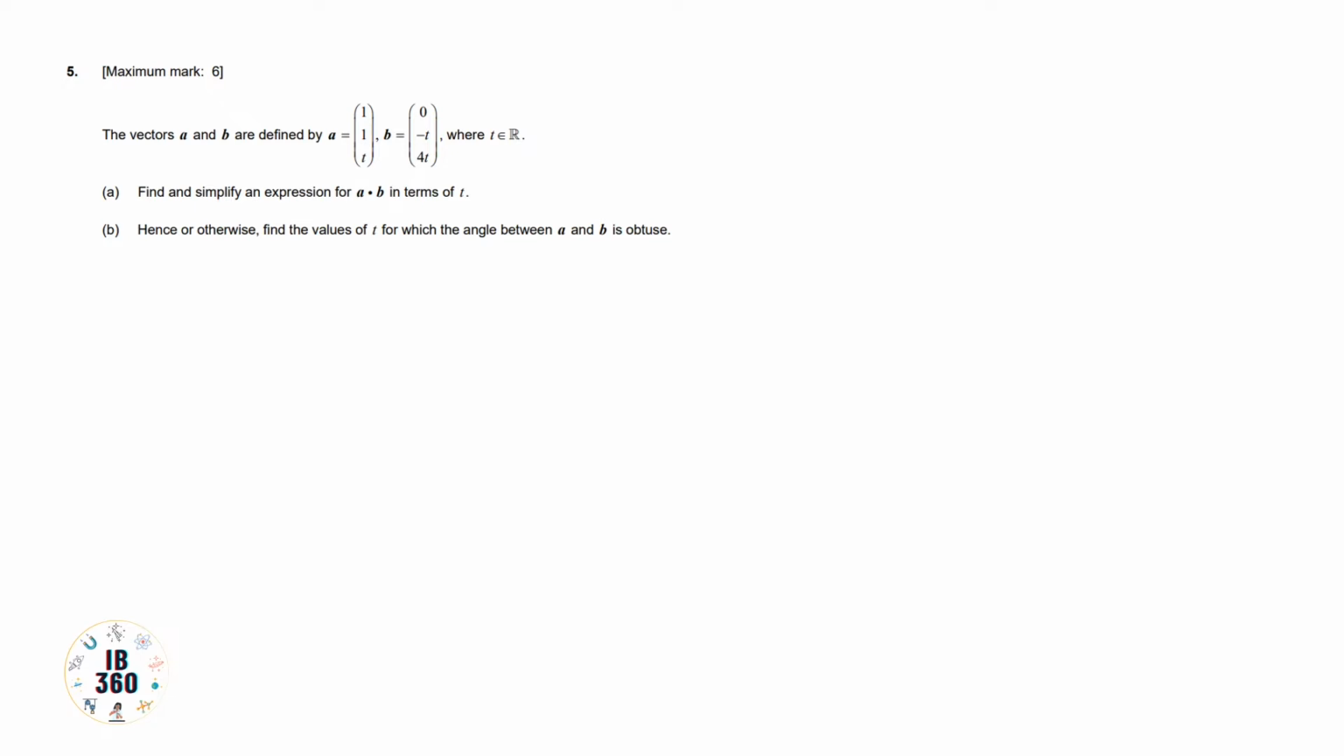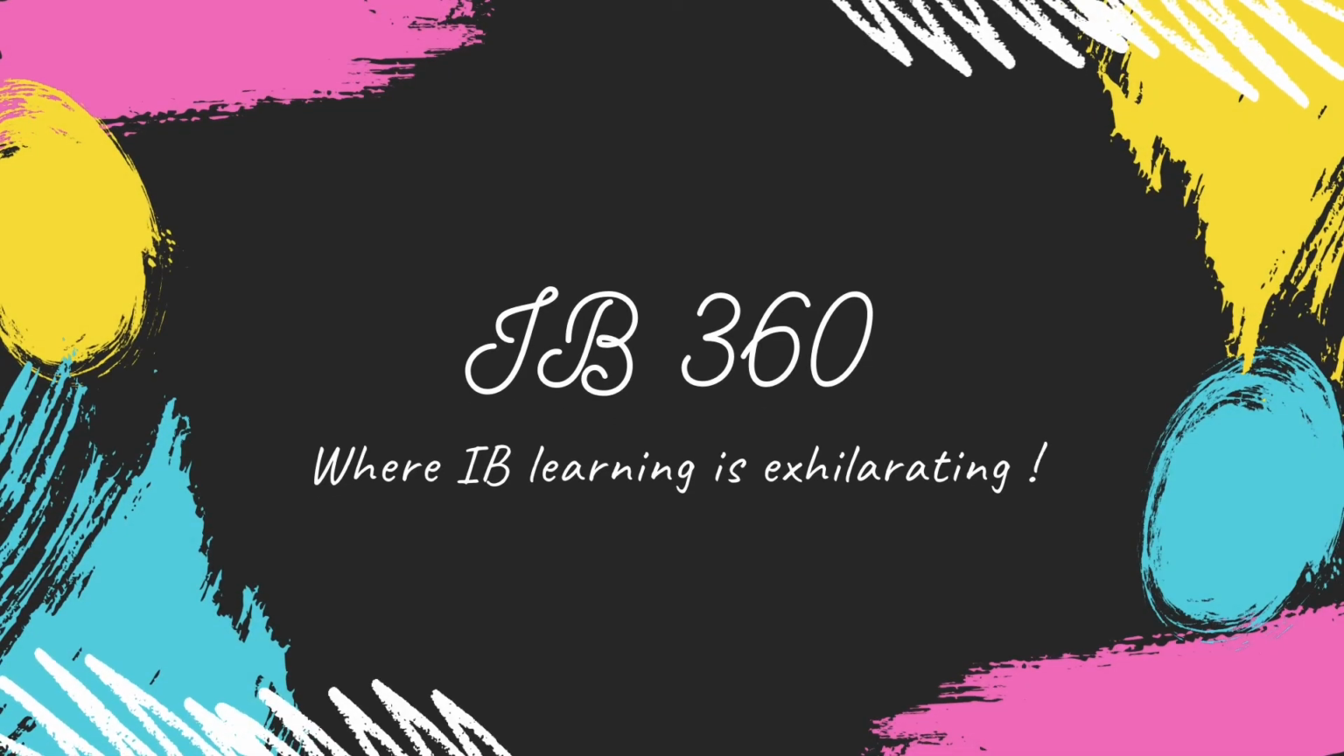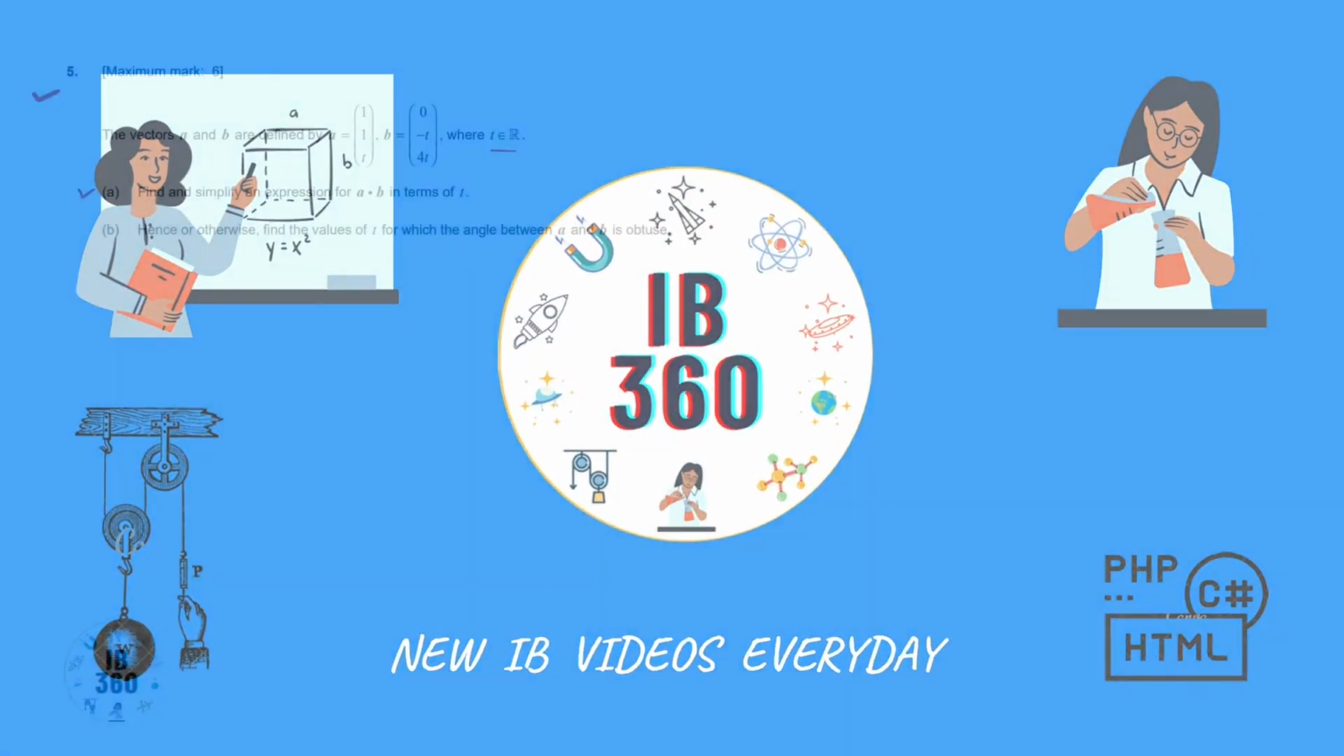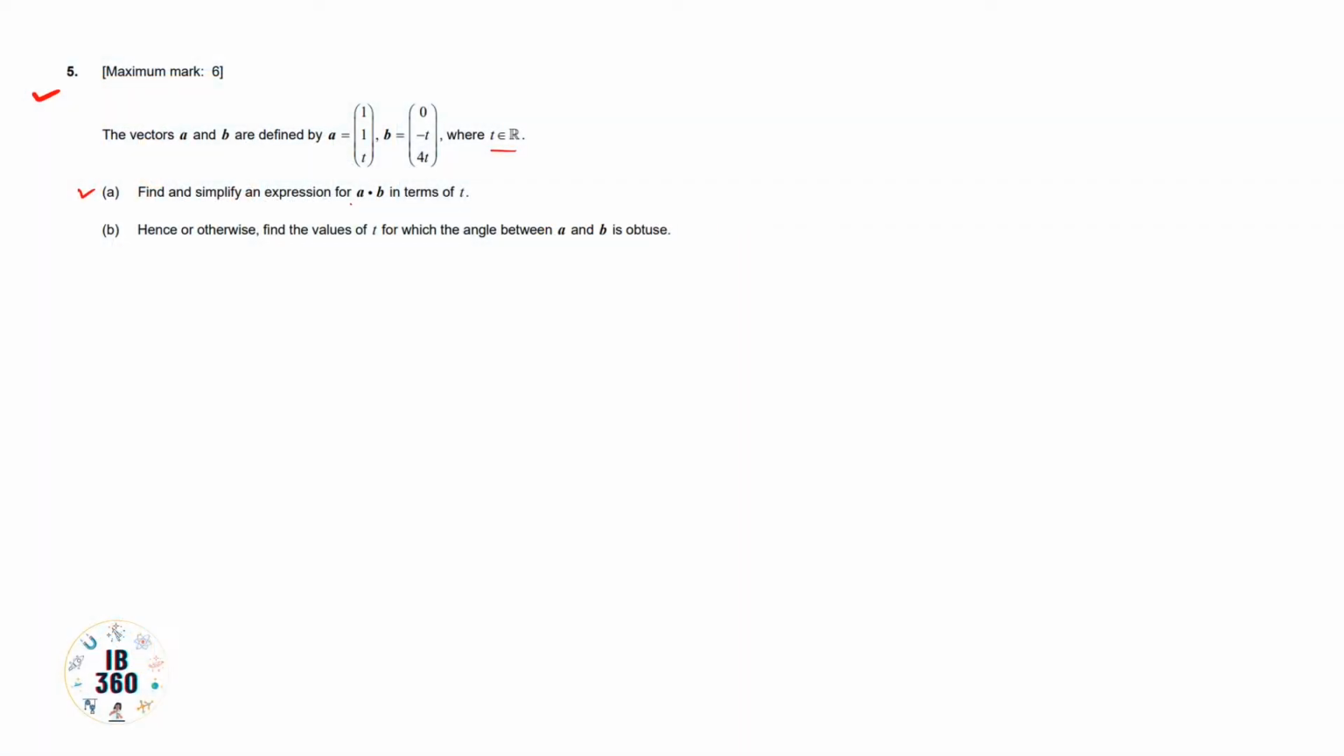So the fifth problem is: the vectors A and B are defined by A is defined by these three dimensions and B is defined by these three dimensions, where t is in R. Find and simplify an expression for A dot B in terms of t. So first of all, how will we calculate A dot B?